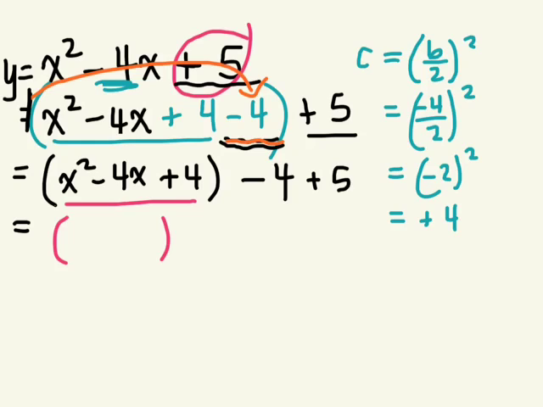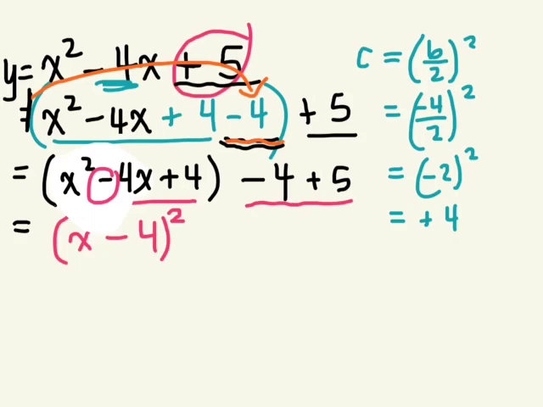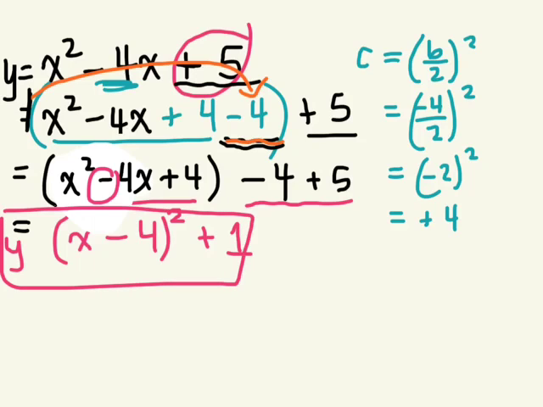What's the factored form of this trinomial? Square root of 4 is 2, and this is negative. What's the factored form? X minus 4 squared. Let's simplify this. What's negative 4 plus 1? I mean, negative 4 plus 5? 5 minus 1. Positive 1. Good. And now we have the equation in vertex form.